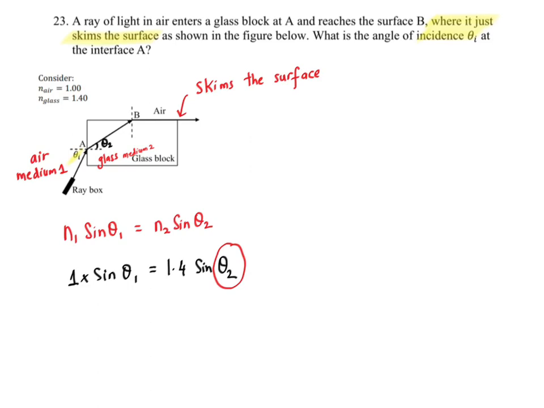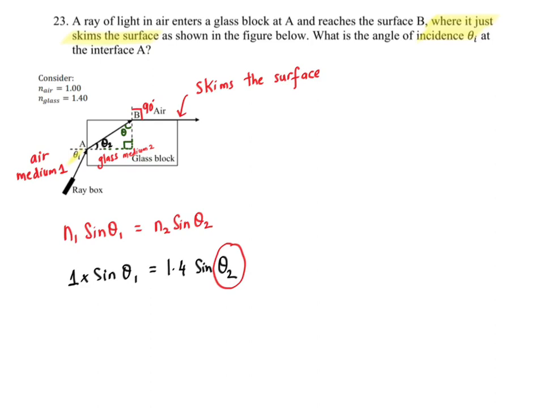Now if you look at the diagram carefully, we can see that we have a right angle triangle here, where the angle which the ray inside the glass makes with the normal is theta. And so in this triangle you have theta 2, theta and 90 degrees. So we want to find theta 2 so that we can find theta 1 from Snell's law. But for that, first we have to get theta.